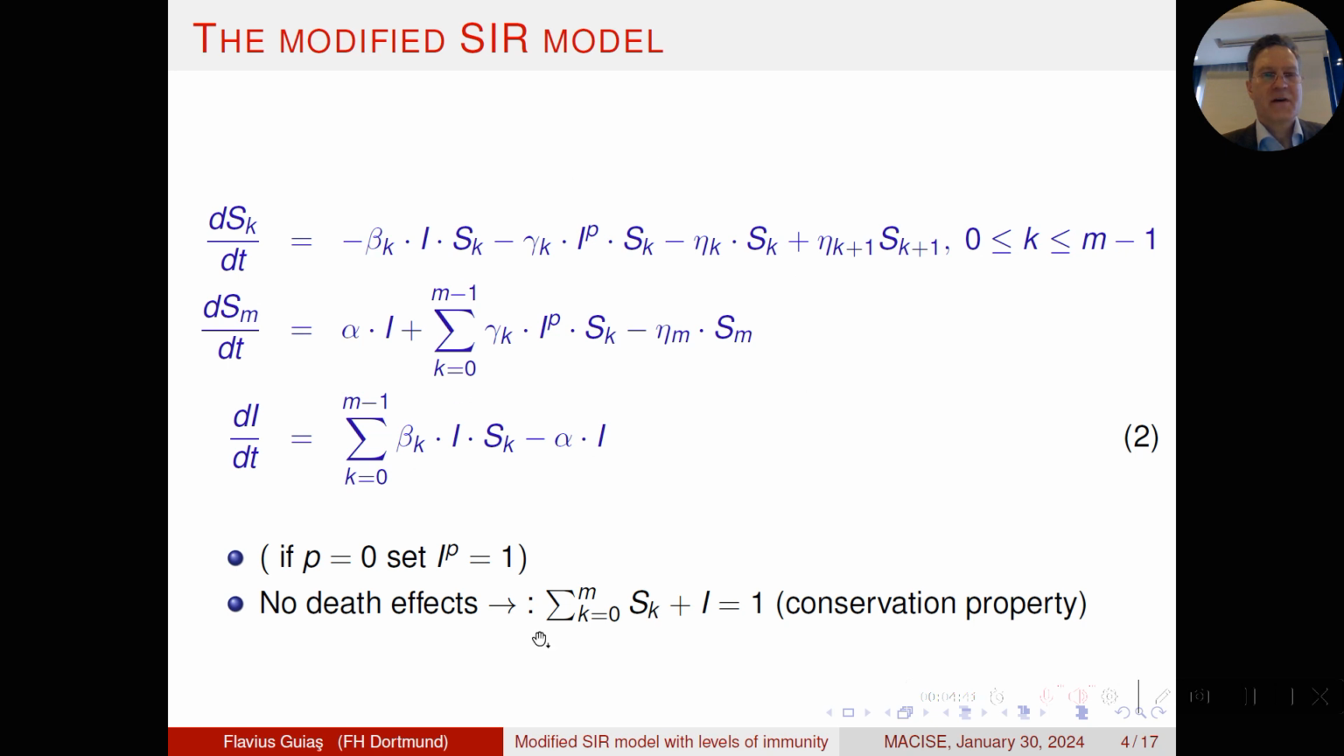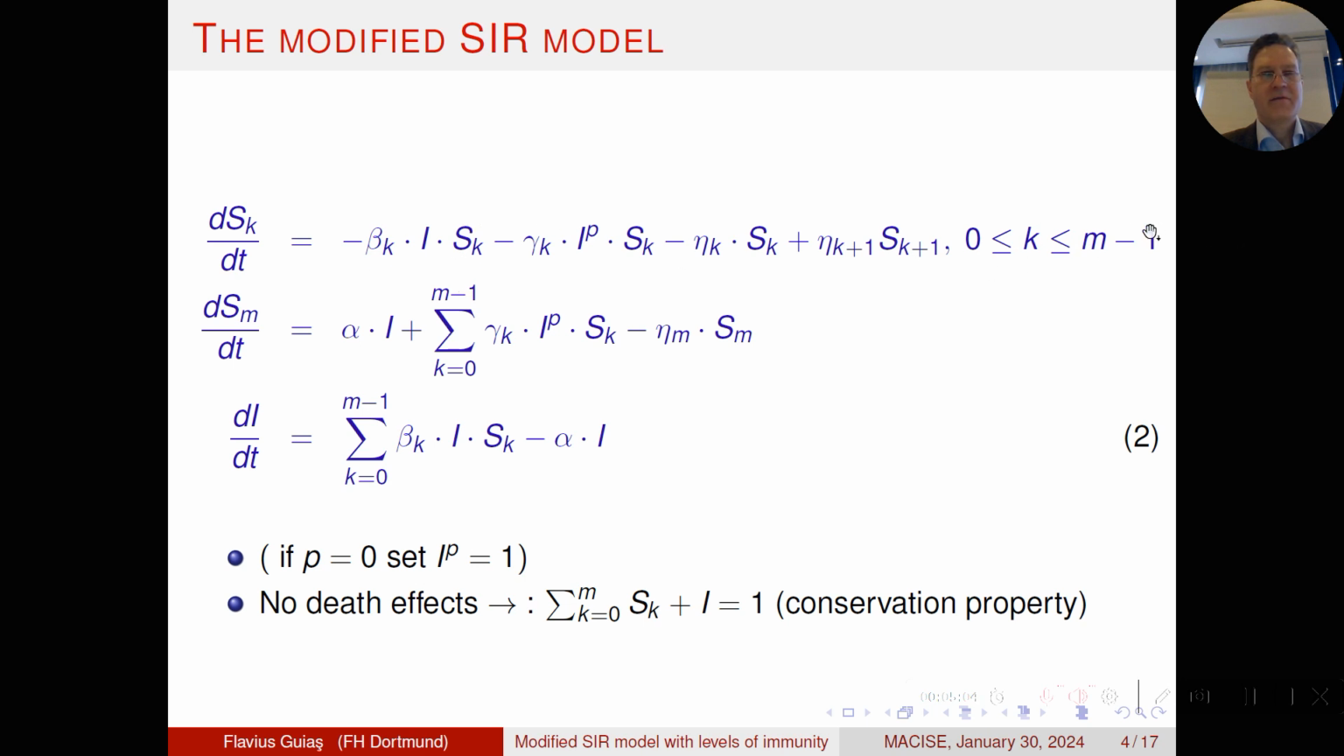So this is the modified system of differential equations. Basically, the effects are the following. K means the level of immunity, which runs from 0 to M, but for the first M-1 levels we have one type of equations, and M means the maximum level of full immunity, where people cannot get infected.